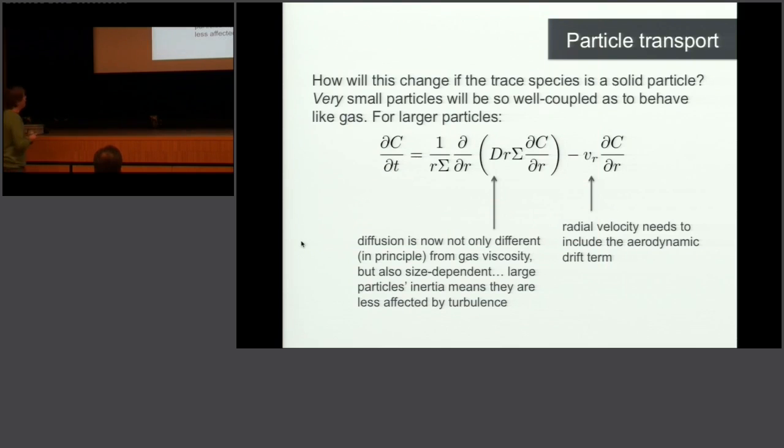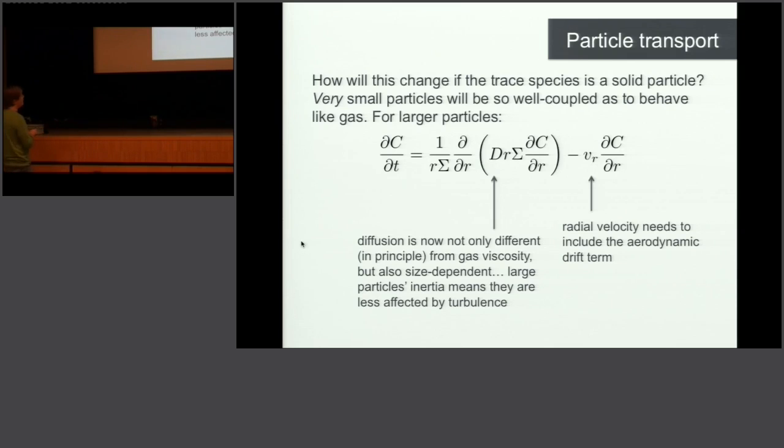Okay, so that's how gas would behave. So we've started with gas. Let's now ask, how would things be different if we start considering particles? So now we're thinking about dust particles, which are not identical, if you like, to the hydrogen gas, but potentially have some quite different dynamics.